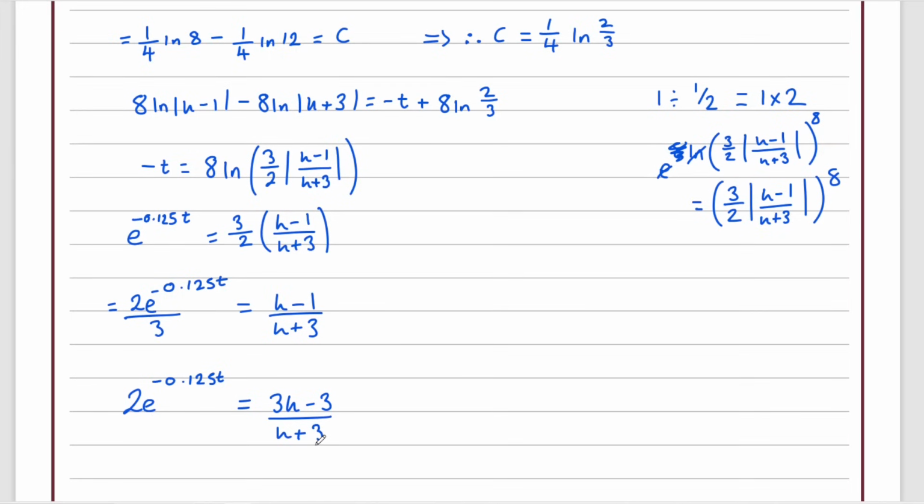We're getting pretty close now. Obviously, we want to solve for h here. So I've got an h here in the numerator, 3h. I've got an h here in the denominator. So we need to group these on one side. So I'm going to times 3 by h plus 3 here.